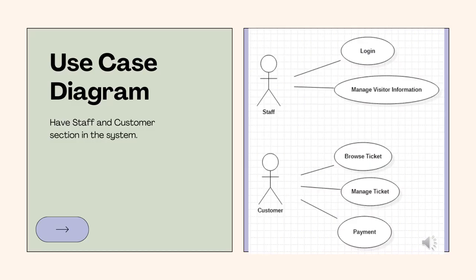Use case diagram. There are two actors in this use case diagram, which are staff and customer. For staff, there are two use cases which are login and manage visitor information. And for customer, there are browse ticket, manage ticket, and payments.